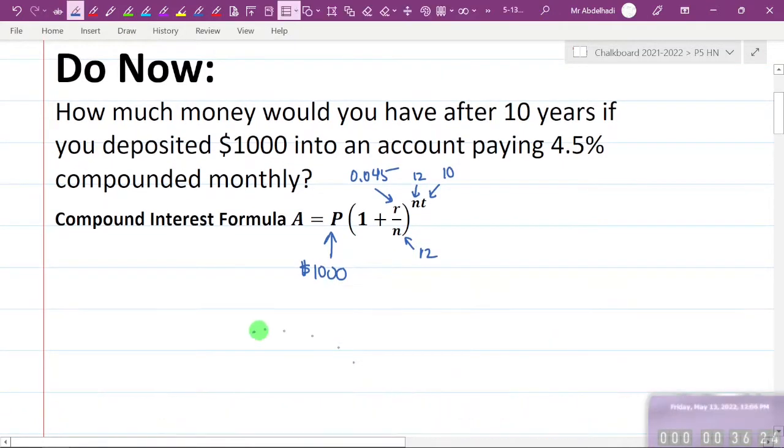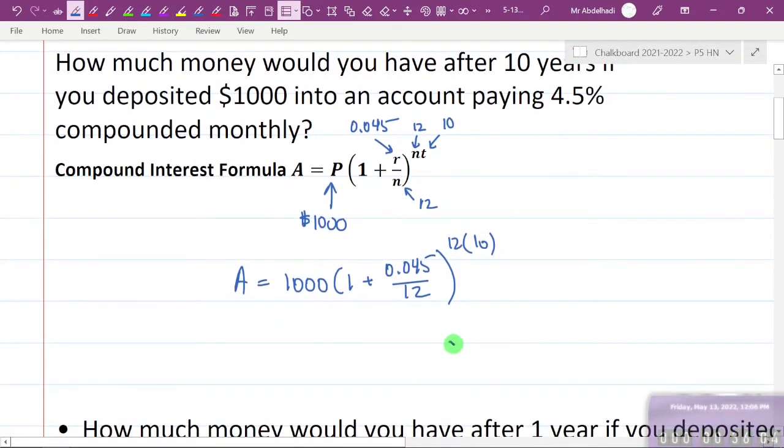So ultimately, your equation is just going to be A equals 1,000 times 1 plus the interest rate divided by 12, because you're getting 1/12 of your interest every month, to the power of 12 times the number of years, 10. So there's your setup, and the rest of it is calculator.